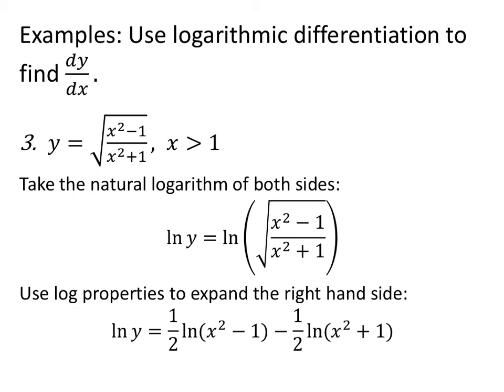Last example, using logarithmic differentiation to find dy/dx when y is the square root of the quotient x squared minus 1 over x squared plus 1, and this is for x values greater than 1 only. We'll take the natural log of both sides, just slap an ln in front of it. Now, this square root goes over both pieces, so I'll have a coefficient of 1/2 on both of my natural logs. The natural log of a quotient is the difference of the natural logs, and I've expanded the right-hand side.